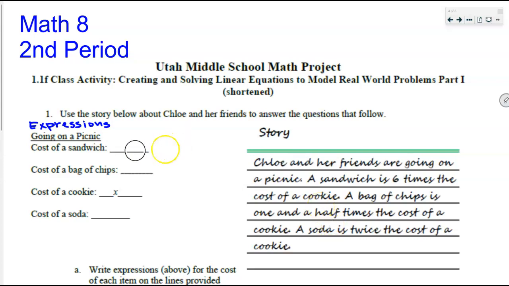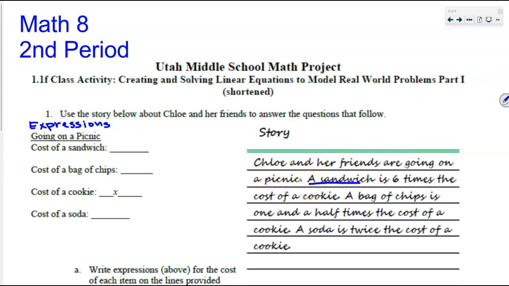When I look over here, I can see cost of a sandwich is blank. Cost of a bag of chips, blank. Cost of a cookie, X. I don't know what it is, and that's why I'm using the variable X. Cost of a soda is blank. So I don't know anything, but I do know that the cost of a cookie is X. So this time as I read the story, I'm going to see if I can start representing this abstractly or algebraically. Chloe and her friends are going on a picnic.